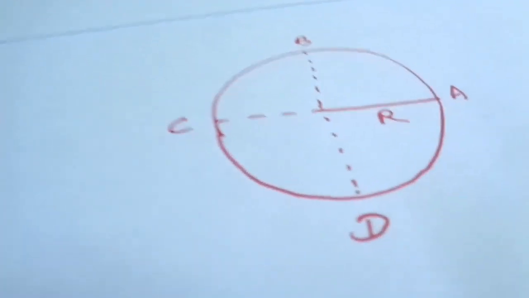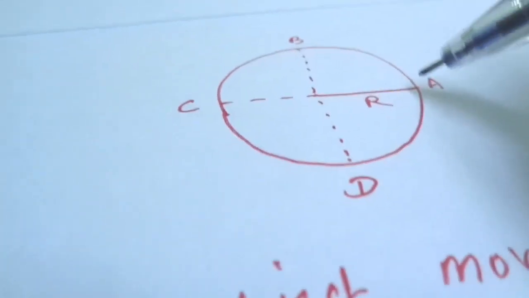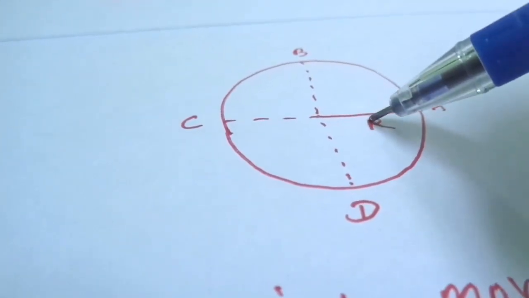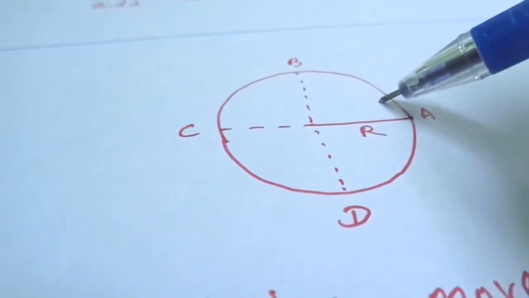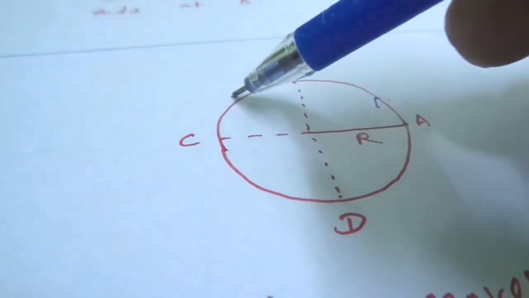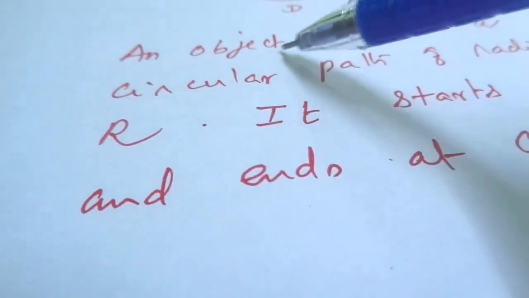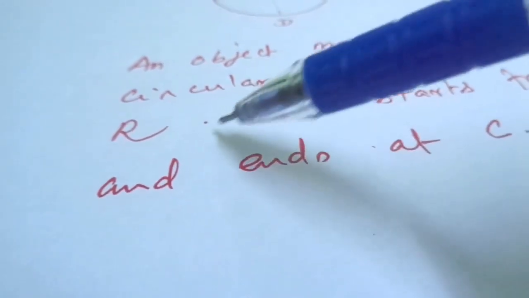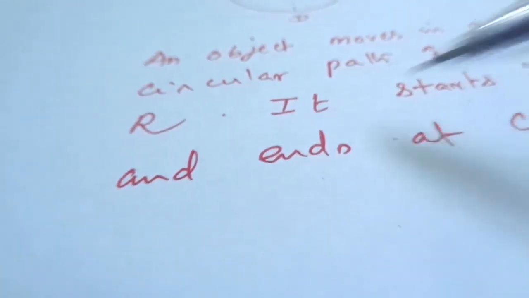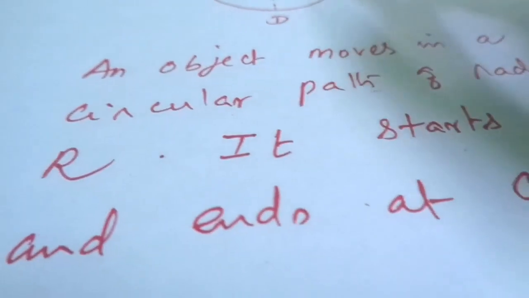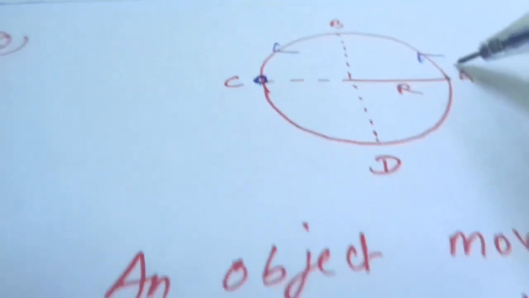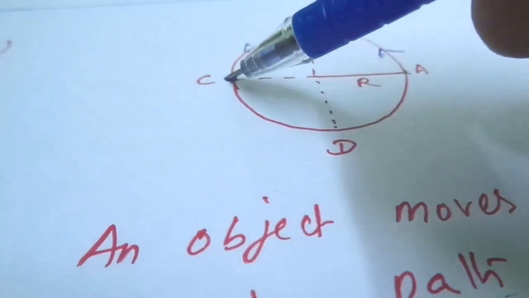In the same manner, consider another diagram, the same circular path, where an object is moving in a circular path of radius capital R. It moves from A to B and C, and C is the final point. A question is given here. The object moves in a circular path of radius capital R. It starts from A and ends at C. In the diagram, this is the starting point and this is the ending point.